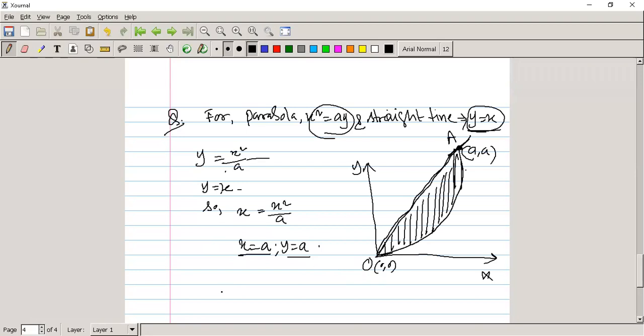Now to find the centroid, consider, in the similar previous manner, a small elementary area. Consider this area.